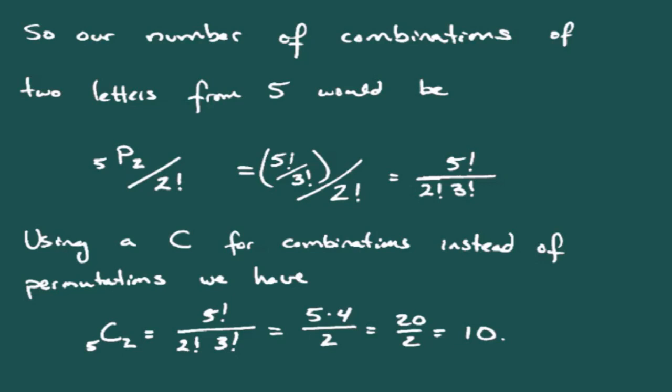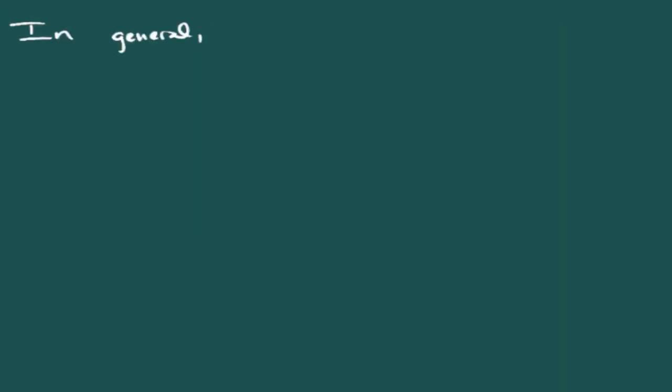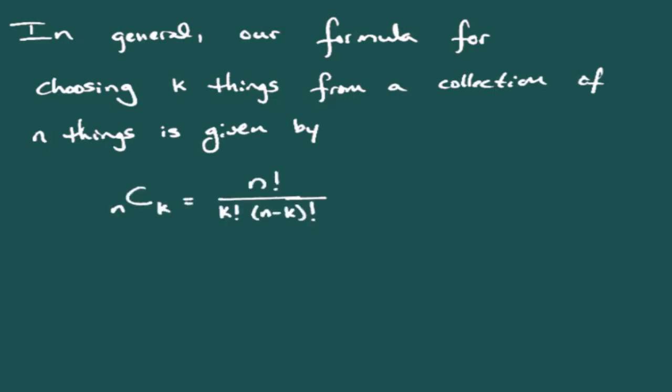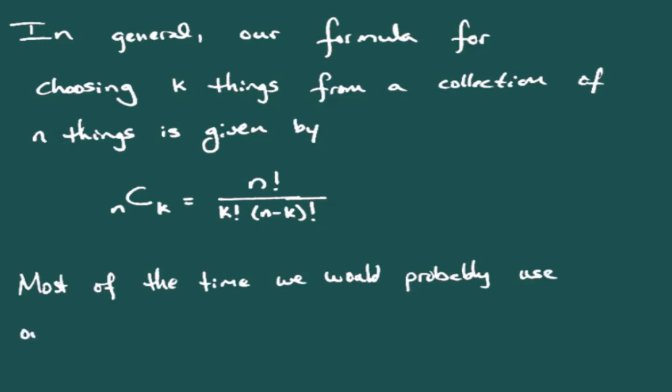And so in general, if we wanted a formula for choosing k things from a collection of n things, then that formula is really given by this nCk, where the numerator is going to be n factorial, and in the denominator we've got the product of k factorial and n minus k factorial. Now that's the formula, but really most of the time we're probably just going to use our calculators to calculate those numbers rather than really trying to calculate them by hand.